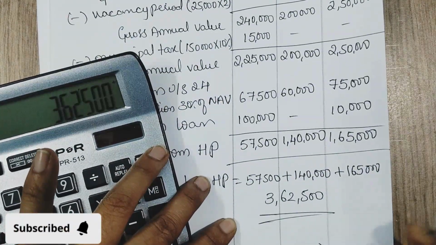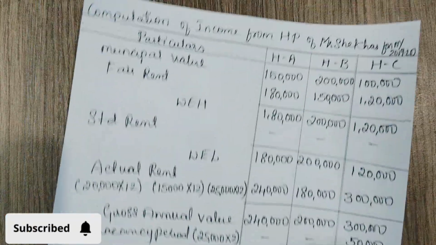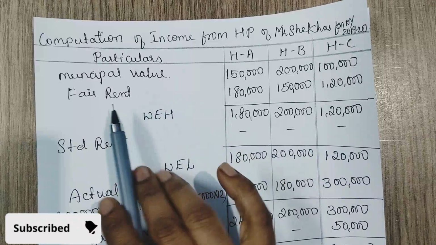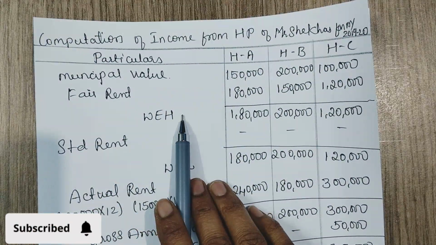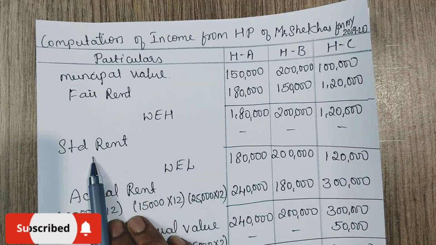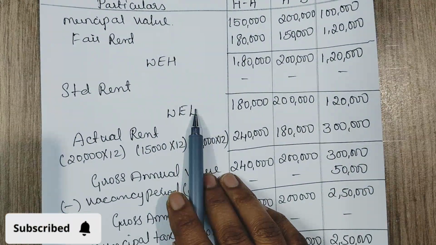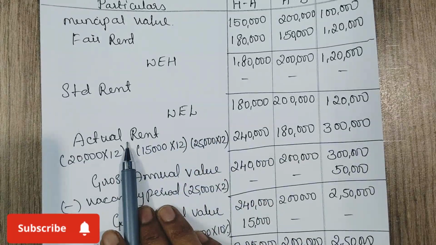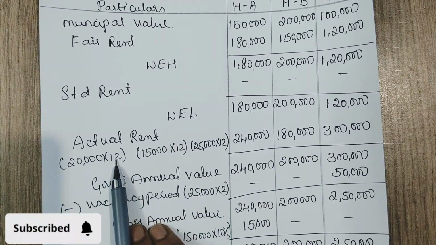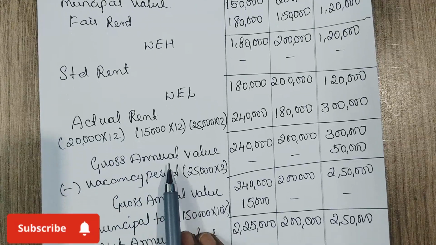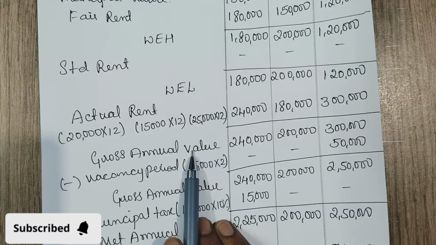3,62,500 is the total income from the house property. Municipal value, fair rental value, whichever is higher, this will be called as notional rent. We are comparing with standard rent, then we are considering whichever is lower, this will be called as expected rent. We are comparing this with actual rent. If it is given per month, then you should multiply with 12, then we will get whichever is higher as our gross annual value before vacancy period.